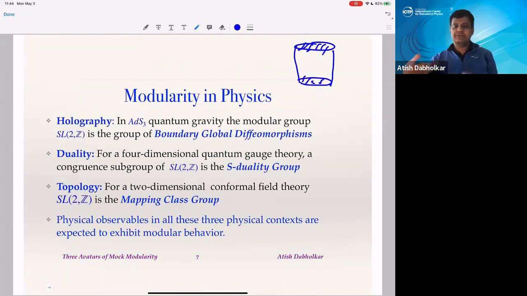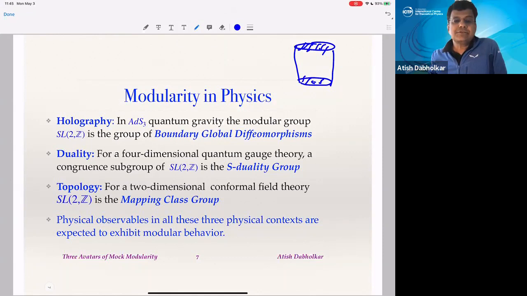And if you're doing some trace, a thermal AdS3 trace, then you're identifying these two ends. And it's a solid cylinder, so the boundary is a torus. And since in AdS space, the only thing that matters is the conformal structure of the metric, you basically have boundary global diffeomorphisms up to large transformations, which is just the SL2Z transformations.